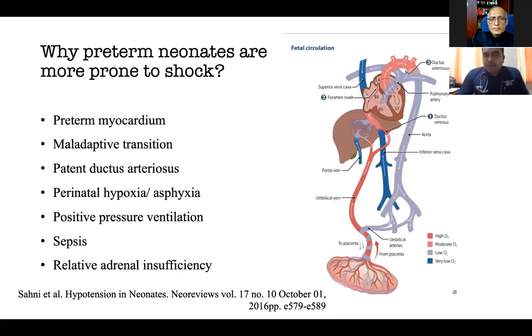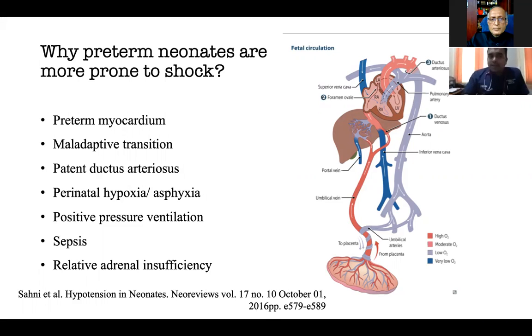Now, why are preterm neonates more prone to shock? Inherently, because of their prematurity itself, they are more prone to develop shock. First, their myocardium is preterm, meaning it will be immature. The myocardial fibrils will be irregularly arranged, and they will contain less intracellular calcium. Compared to the term myocardium, the contractile force, the calcium, the organization of myofibrils, and also the size will be smaller in a preterm.